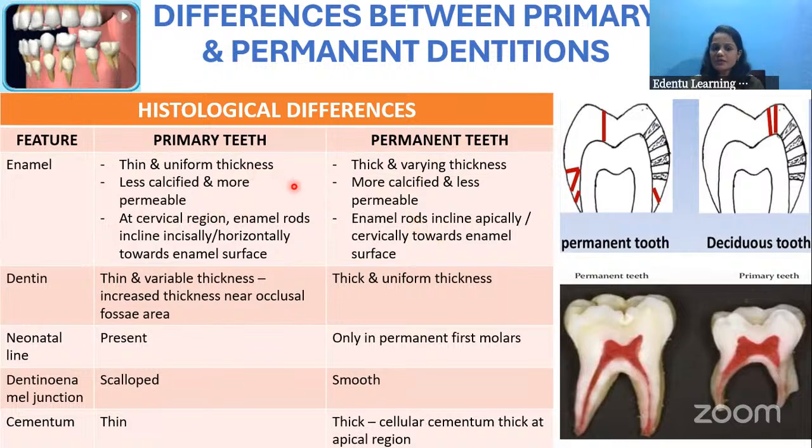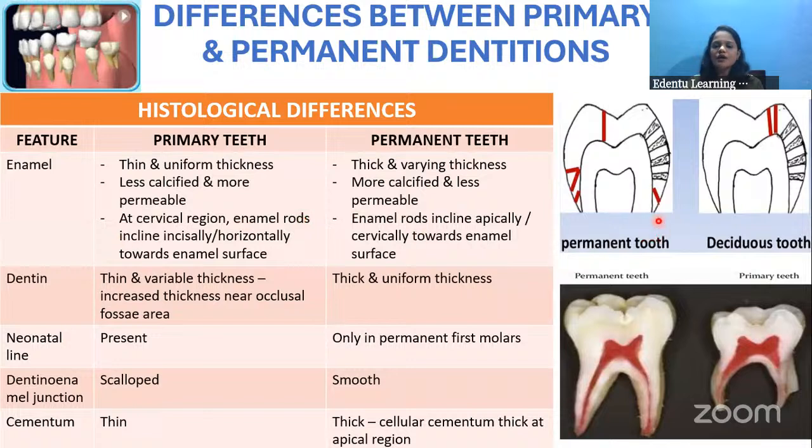In the primary teeth, the enamel is usually less calcified and more permeable. That's why we see more caries in children, like rampant caries and widely spread caries, because of the less calcified nature of the primary teeth. It is also more permeable, so it allows bacteria to enter the tooth very easily. Whereas in the permanent tooth it is stronger, more calcified and less permeable.